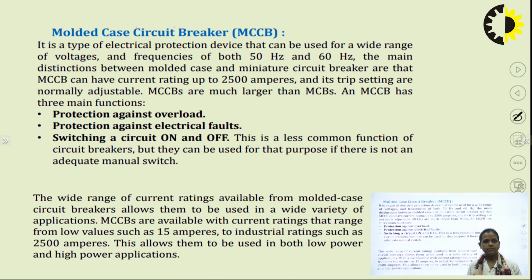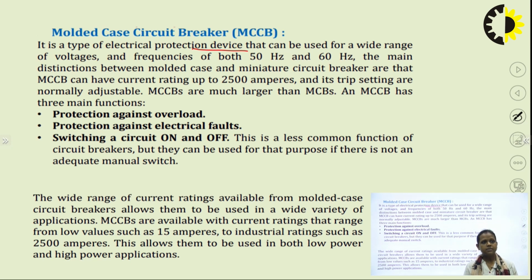Now, coming to the MCCB. This is the molded case circuit breaker, and it is a type of electrical protection device that can be used for a wide range of voltage frequencies of both 50 Hz and 60 Hz. The main distinction between the molded case and miniature circuit breaker is that MCCB can have a current rating up to 2500 ampere, and its trip settings are normally adjustable. We can adjust its tripping.